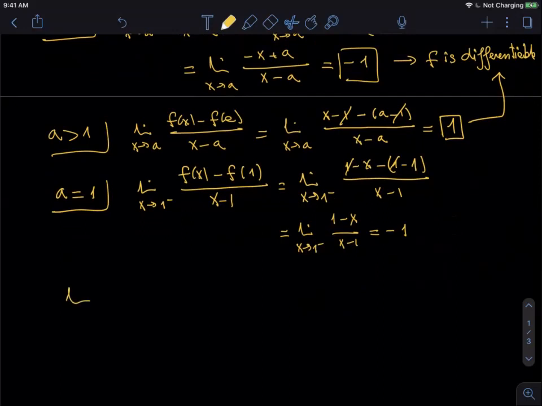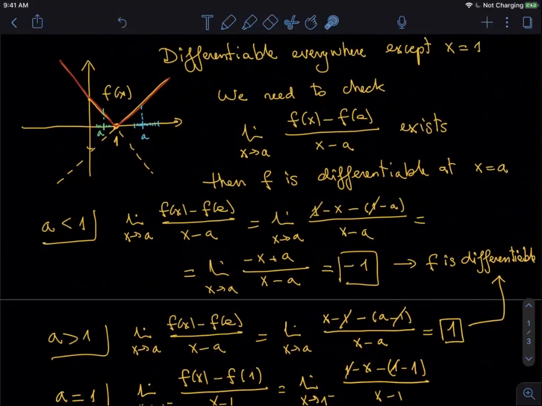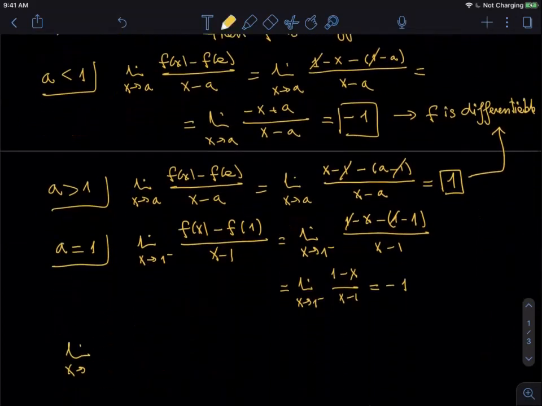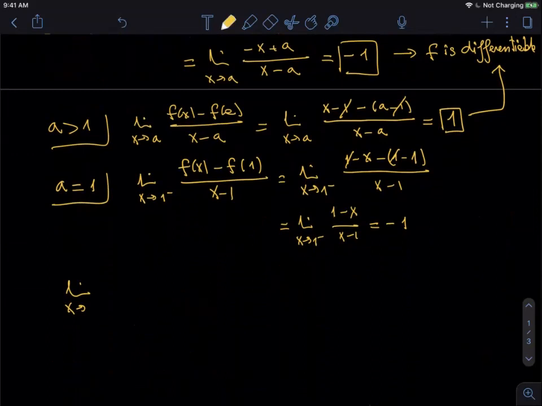And then let me check the limit from the other side. Did you notice what happened here? We are approaching from the left. The slope is negative, it's minus 1. Now, as we approach from the right, we should get the slope equal to 1. And that's going to be the problem. There's going to be a mismatch.